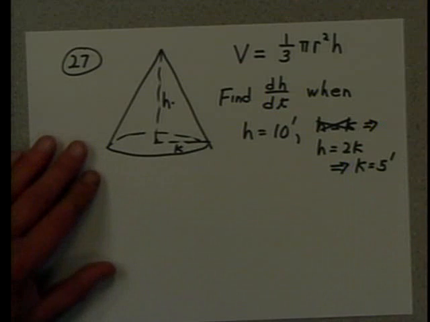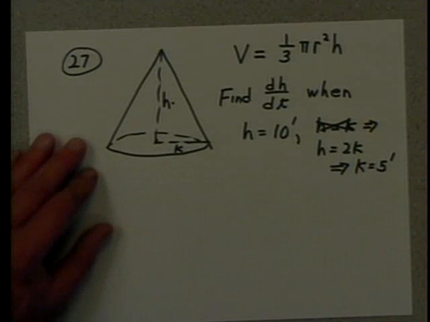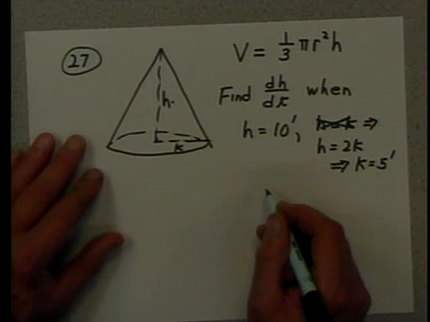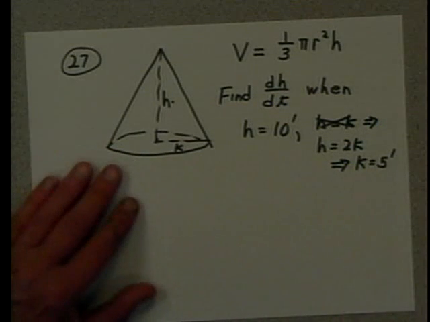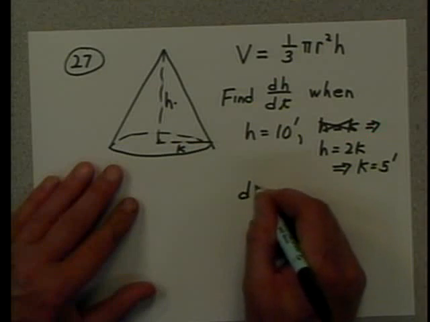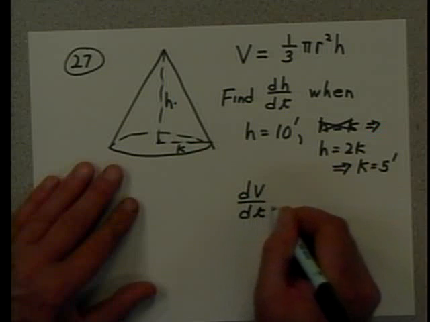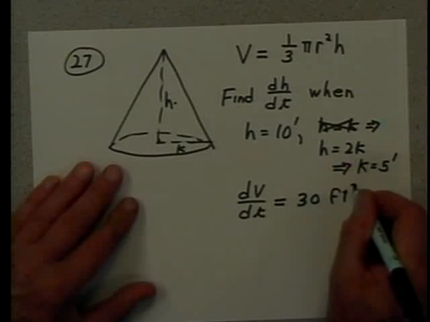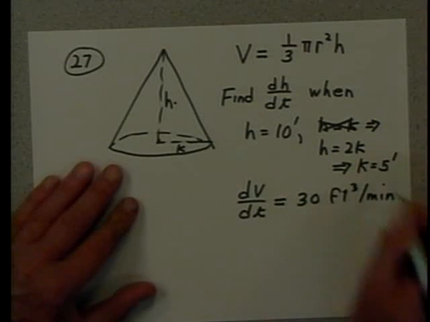Okay, is there anything else they gave me? Actually, they did. What else did they give me? I've got to put it in my symbolic notation. When they say a rate of 30 cubic feet per minute, they're giving you what kind of measure? Volume. So it's dV/dt. The volume is 30 cubic feet per minute. There, now I've got everything.